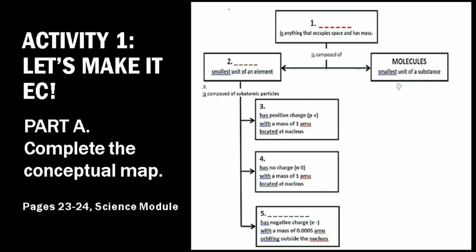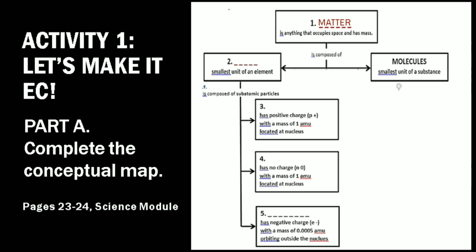Let's make it part A. Just write the answers only. Then do not forget also to write your name and section. Alright. So for number 1, blank is anything that occupies space and has mass. Please write your answer in your notebook. So what is your answer? If your answer is matter, then you are correct.